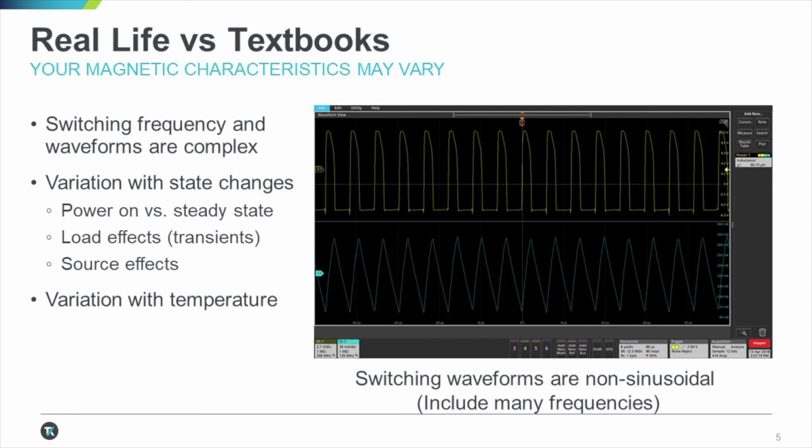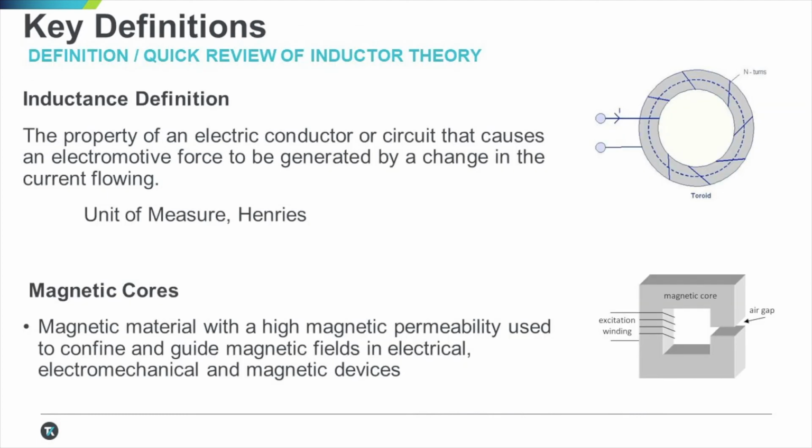Let's talk about the inductance definition, which is the property of an electric conductor or circuit that causes electromotive force to be generated by a change in the current flowing. The unit of measurement for inductance is henries. As we talk about inductors later in the webinar, inductance exhibits increasing impedance with frequency, impeding higher frequencies more than lower frequencies. But in short, inductance may be determined as a function of voltage and current over time.